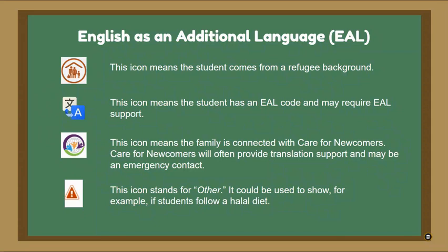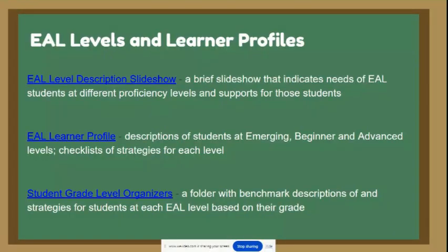As you're looking through PowerSchool, these are the 4 most commonly used icons that relate to students who are learning English as an additional language. These symbols will let you know if a student comes from a refugee background, if they're connected to Care for Newcomers, and will potentially hold other information as well.